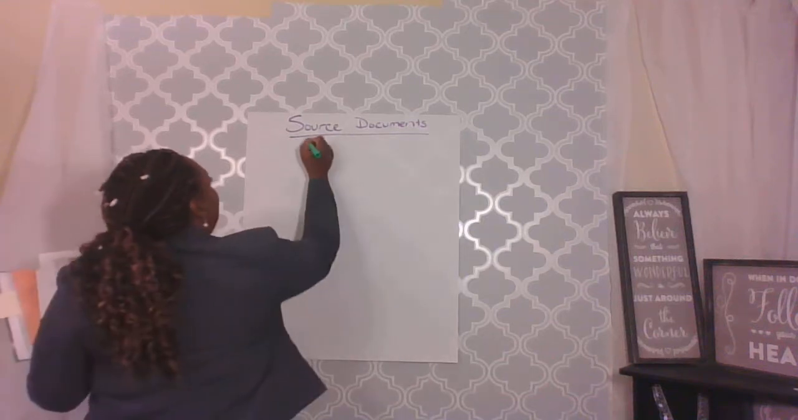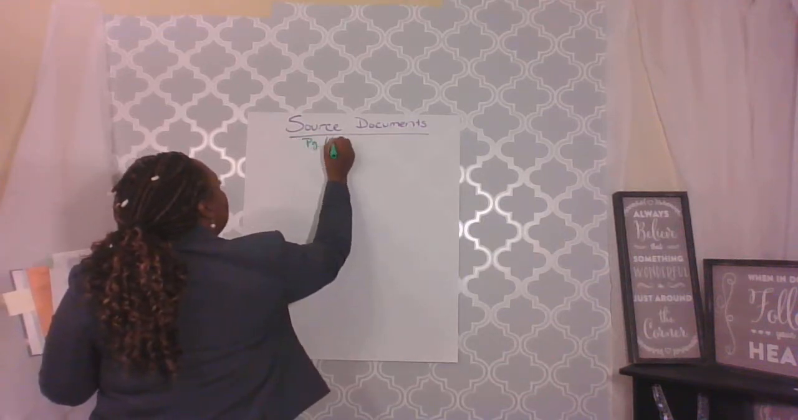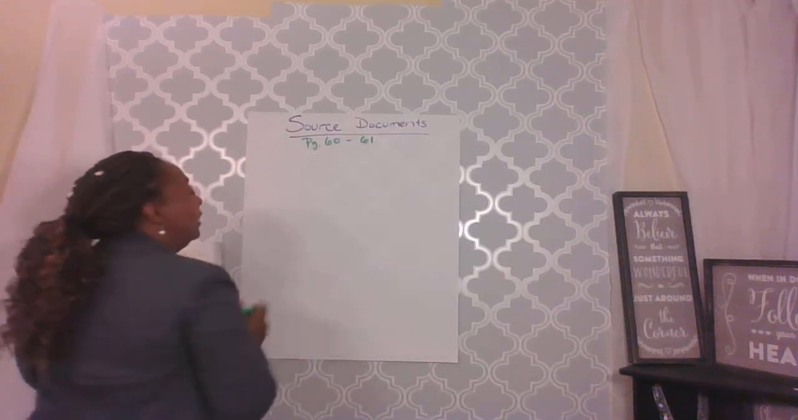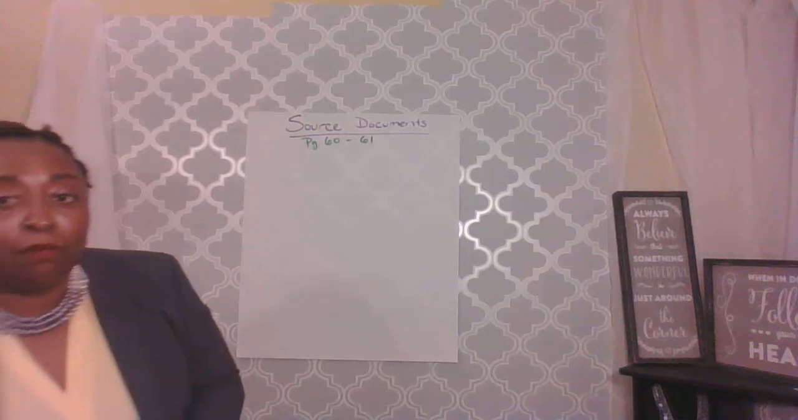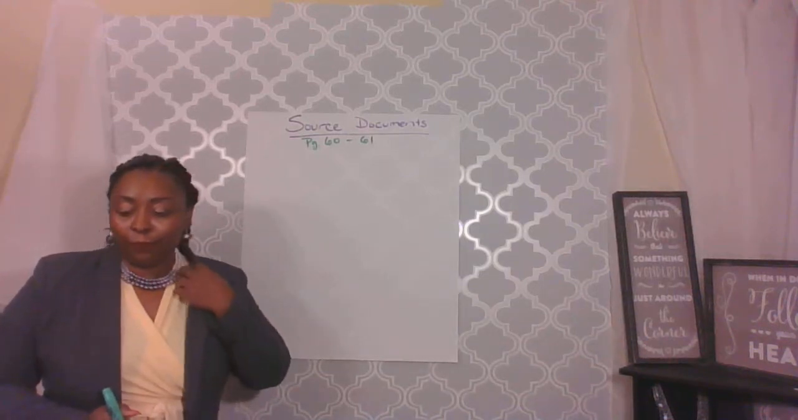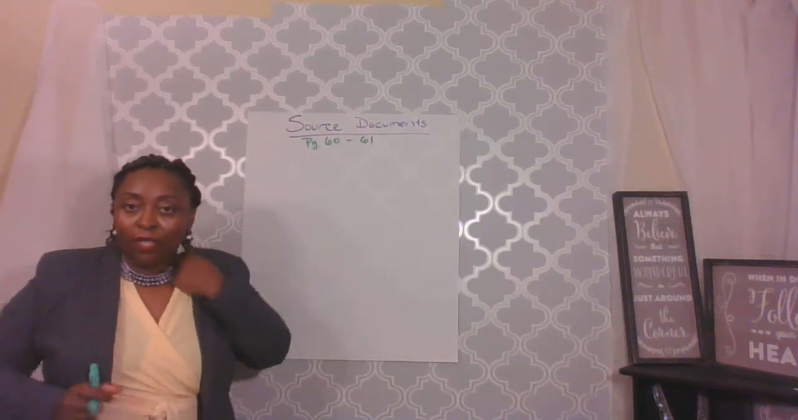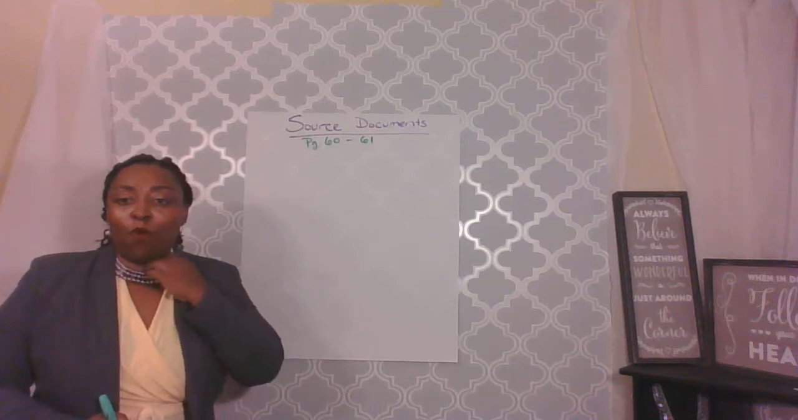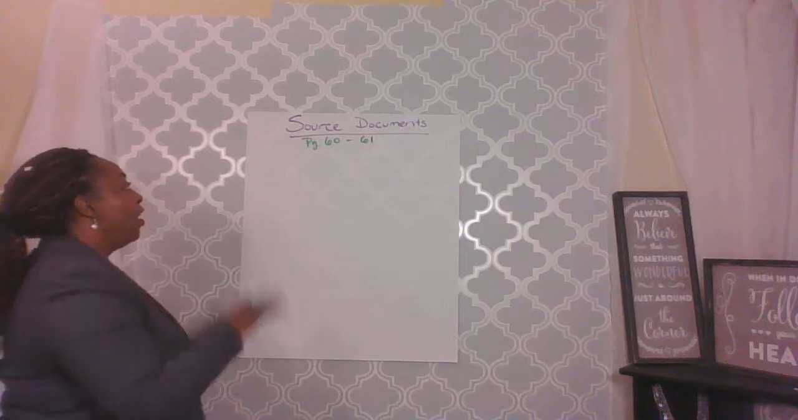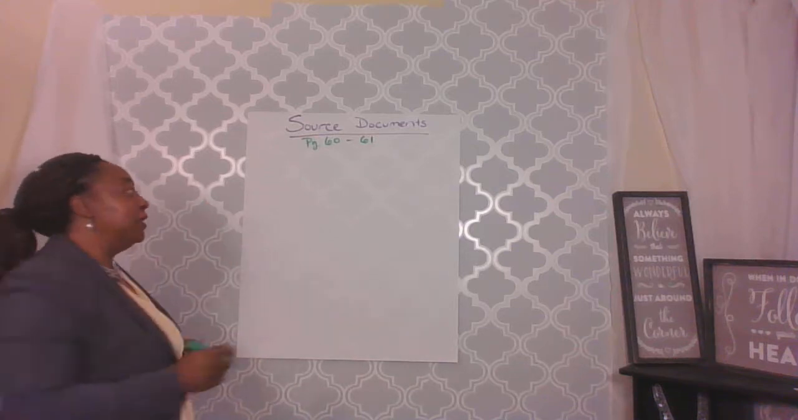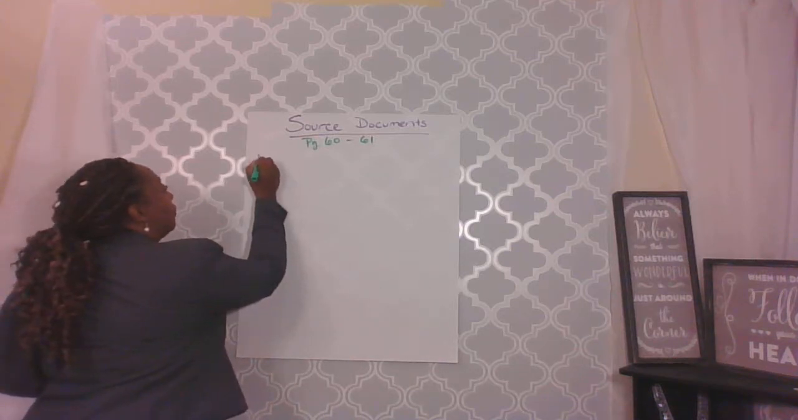The source documents are on pages 60 through 61 in the textbook. I always encourage students to write down the page numbers in their notebook in order to have that as a reference for future studying outside of class. There are 5 source documents that the students should know.